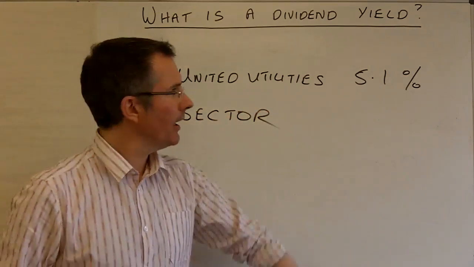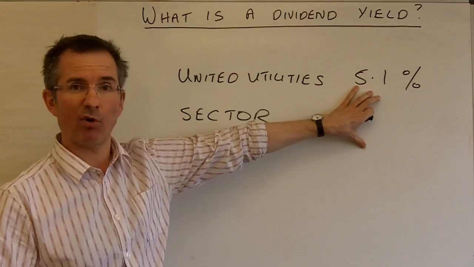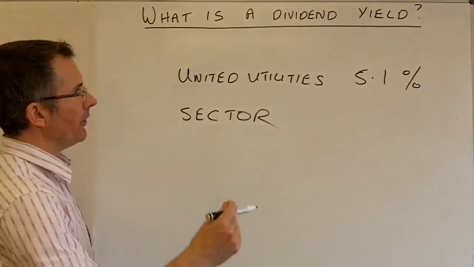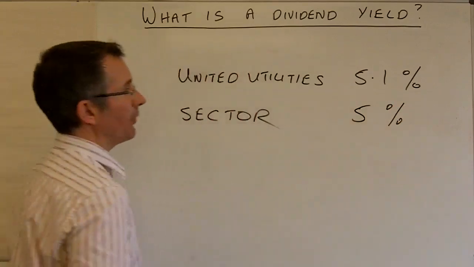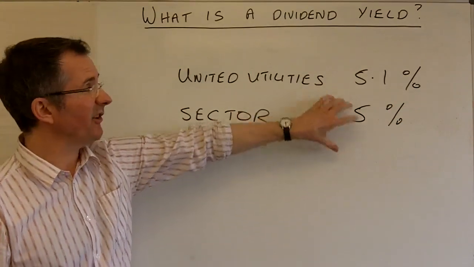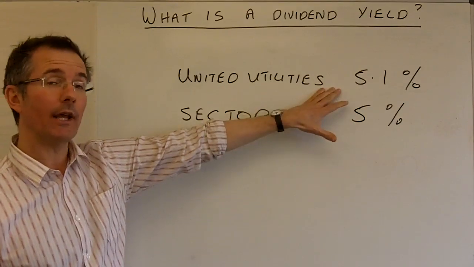That's a good starting point. Is United Utilities generous in the sector, stingy, or about average? And maybe what I find out is that the utilities sector generally offers a dividend yield, on average across all companies in it, of around 5%. So United Utilities is pretty typical really. That's not telling me very much, it's telling me that it's a typical utility company.